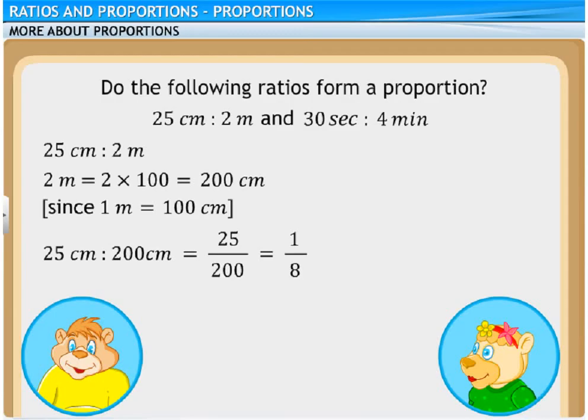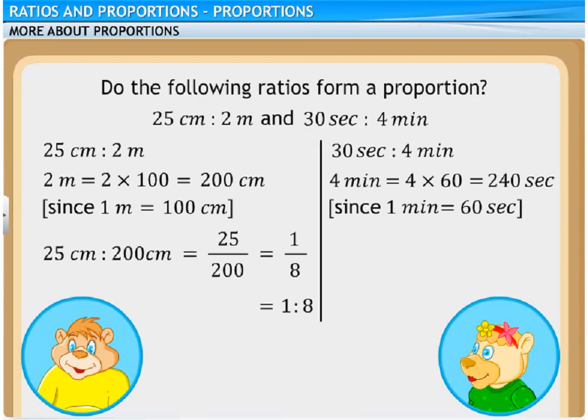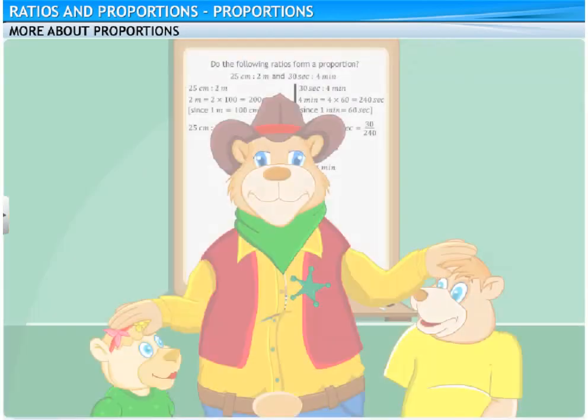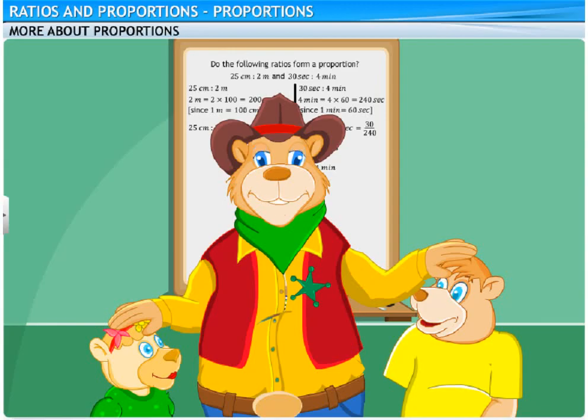On simplification, we get 1:8. Now, in the second ratio, we convert 4 minutes into seconds by multiplying 4 with 60 seconds. We get 240 seconds. So the second ratio is 30 seconds is to 240 seconds. On simplification, we get 1:8 again. Therefore, the ratios 25 centimeters is to 2 meters and 30 seconds is to 4 minutes are in proportion. Well done, children! I'm so proud of you.